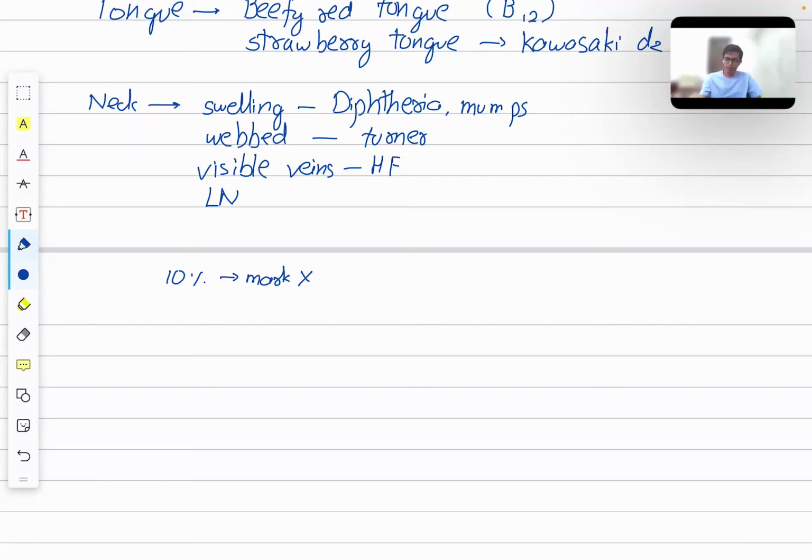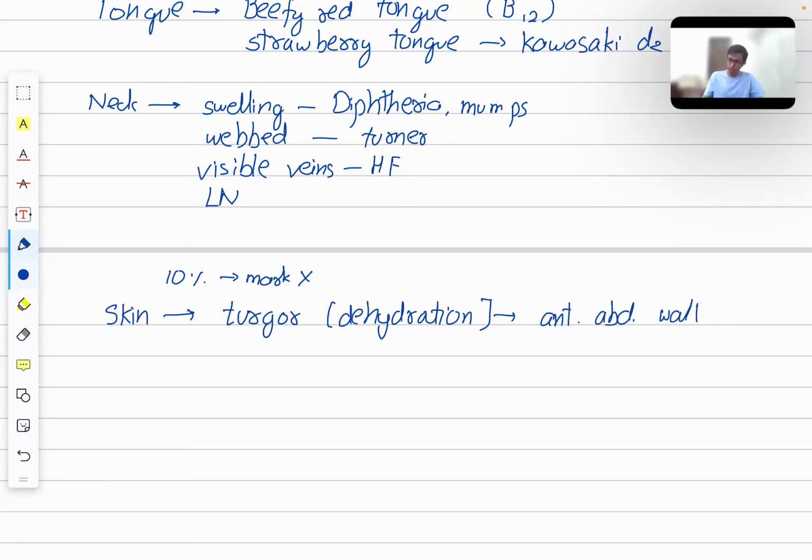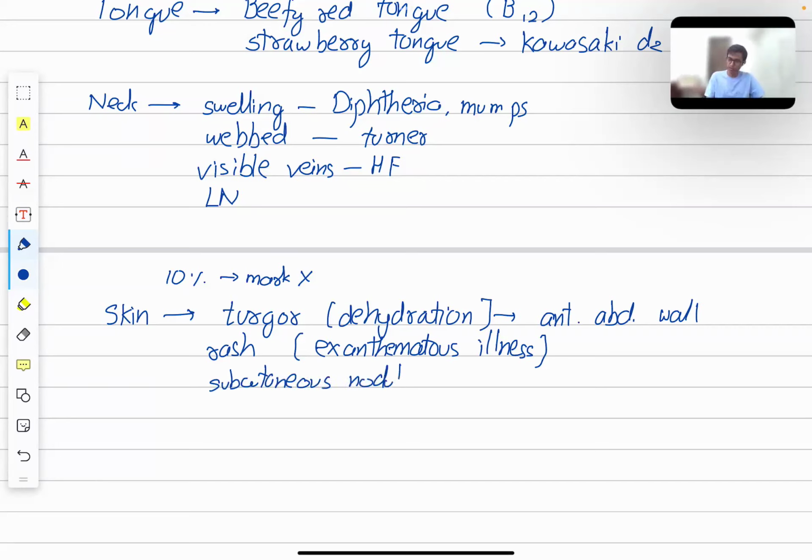Other findings that you can find in the skin: you have to check for turgor to assess for dehydration. The best site to check it is the anterior abdominal wall. You may see a rash indicative of any exanthematous illness. Next, you may see some subcutaneous nodules, as in cases of rheumatic fever.